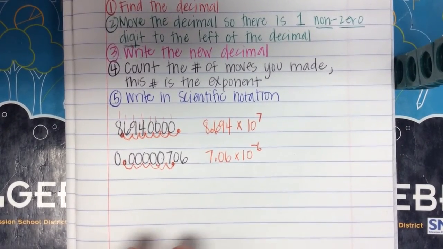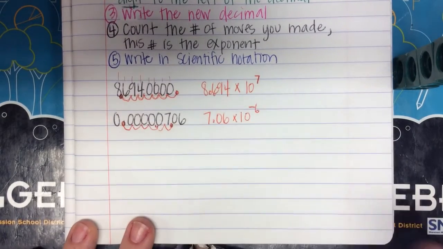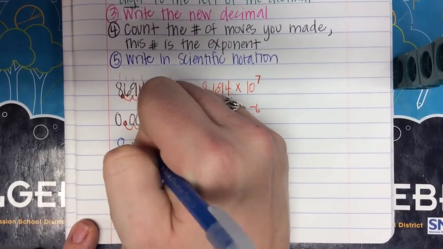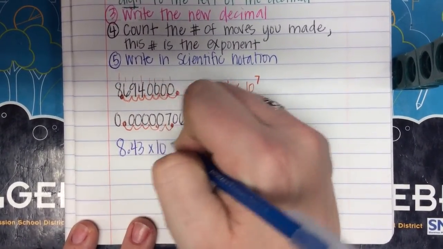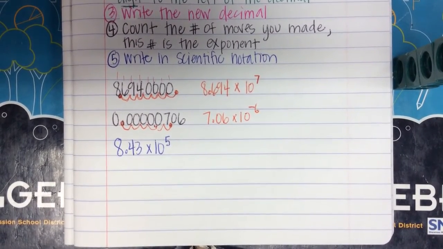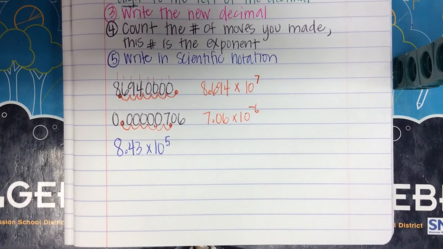All right, let's work backwards. Let's see if you can figure this out. I want you to convert from scientific to standard. What if I gave you this number? What if I said 8.43 times 10 to the 5th? Could you tell me the answer? Could you tell me the real number?